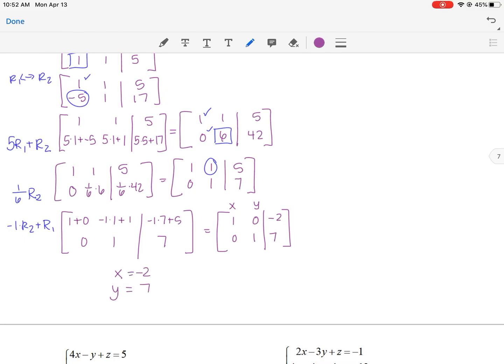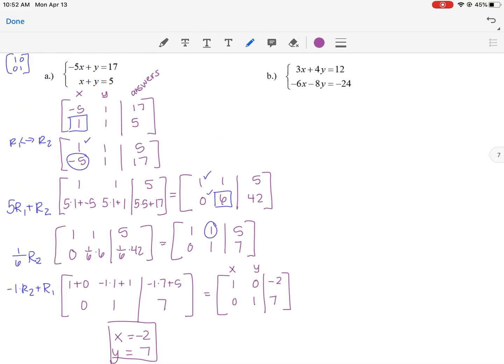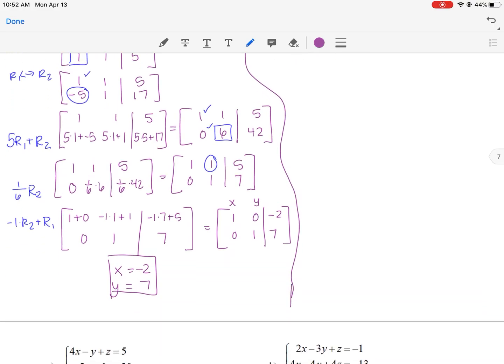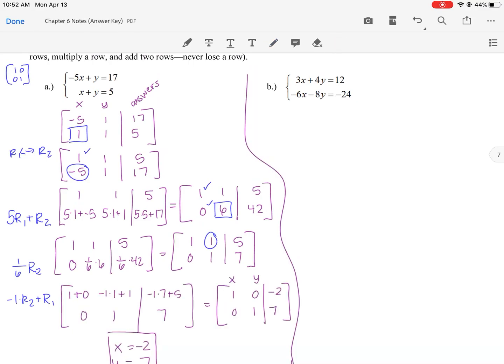So from that, you get your solution here. Like we read above, remember, this is x, and this is y. So you have 1x equals -2, and you've got 1y equals 7.